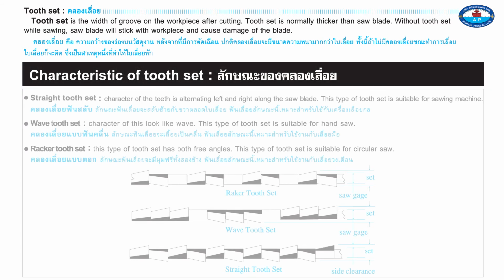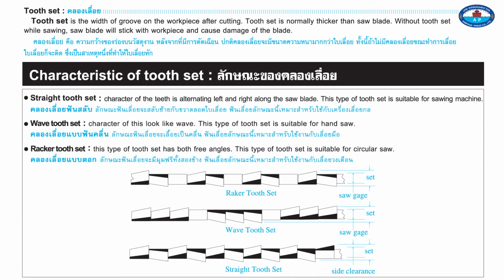Characteristics of tooth set. Straight tooth set. The teeth alternate left and right along the saw blade. This type of tooth set is suitable for sawing machines. Wave tooth set. Its character looks like a wave. This type of tooth set is suitable for handsaws. Raker tooth set. This type of tooth set has free angles. This type is suitable for circular saws. Raker tooth set. Wave tooth set. Straight tooth set.